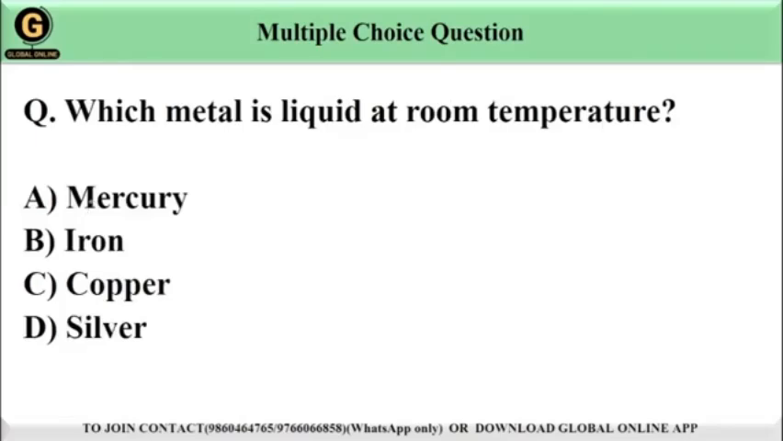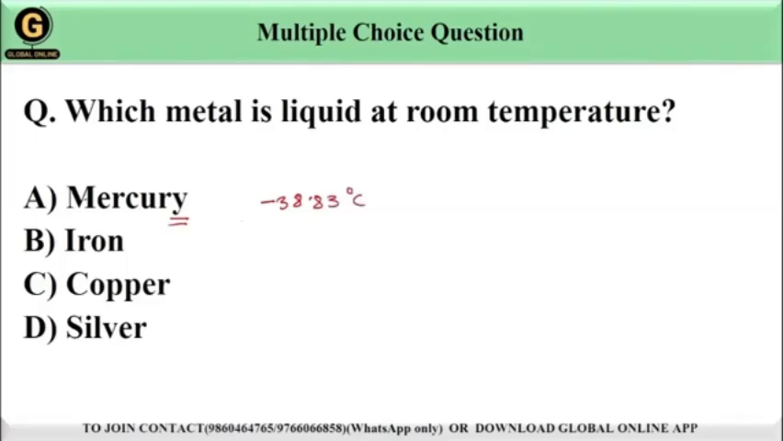Which metal is a liquid at room temperature? We have options for this: option A, mercury, option B, iron, option C, copper, option D, silver. So in case of mercury, it is the only metal that is present in a liquid form at room temperature. It has a melting point of about minus 38.83 degrees Celsius, which means it remains in a liquid form at almost any temperature we encounter in daily life.